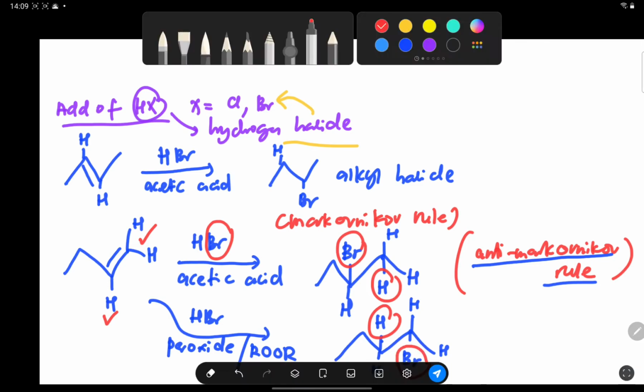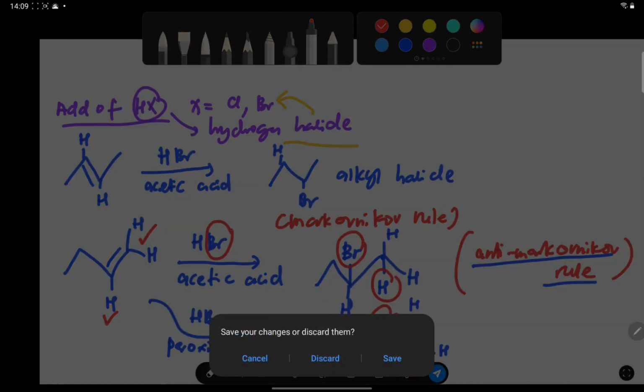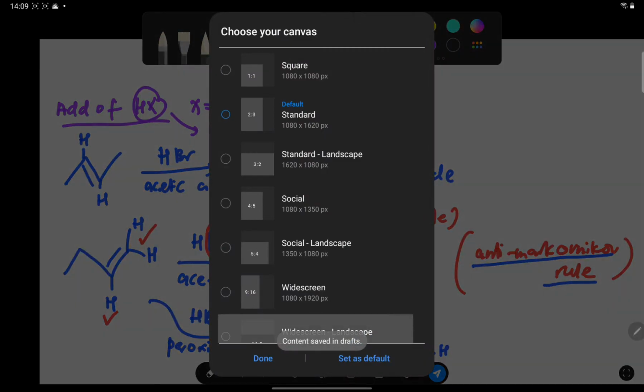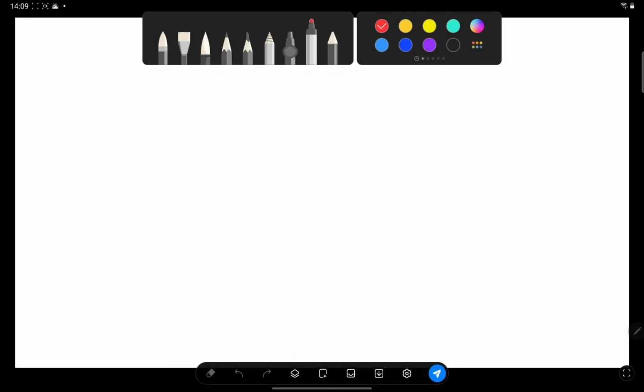Okay. And then that is addition of HX. How about addition of X2? X represents Cl or Br. So in this case, X2 is Cl2 or Br2.